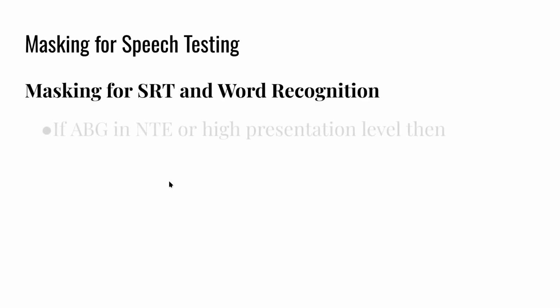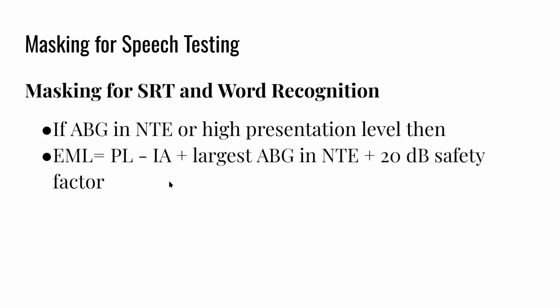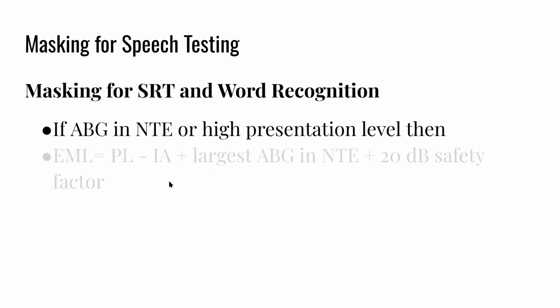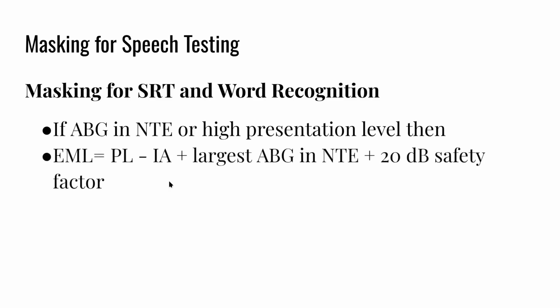So that wasn't the ideal formula for the right ear. So again, let's go back to the ideal formula. Presentation level, which was 80, minus interaural attenuation. Let's say a deeply placed insert at 55. 80 minus 55 is 25, plus the largest air-bone gap in the non-test ear. Well, the non-test ear was 0 dB. The largest was a 5 dB air-bone gap. So that wasn't very much at all. So 80 minus 55 is 25, plus 5 for the largest air-bone gap in the non-test ear. That puts us at 30, plus a 20 dB safety factor. That puts us at 50.